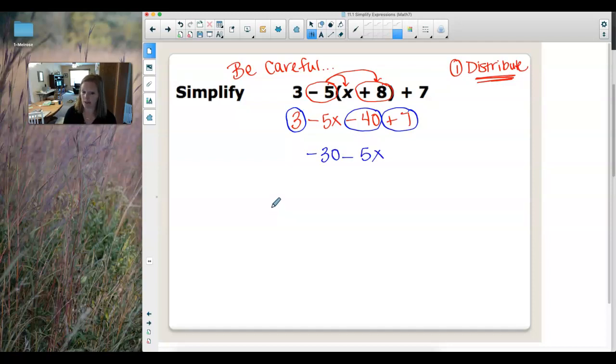Now you could have it written that way. Or we could have put in the minus 5x first. Negative 5x minus 30. Either way, the minus 30, because it was negative, both of those answers are correct. Okay, so just be careful with the negative signs.